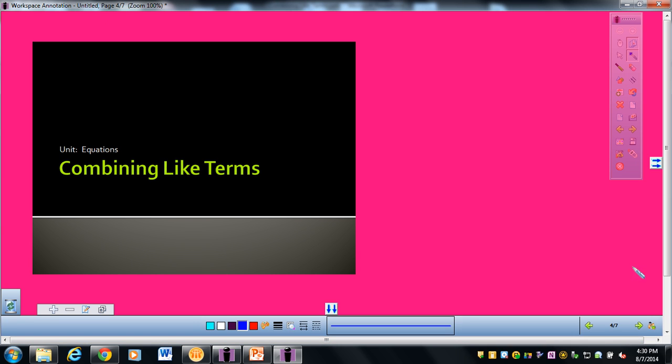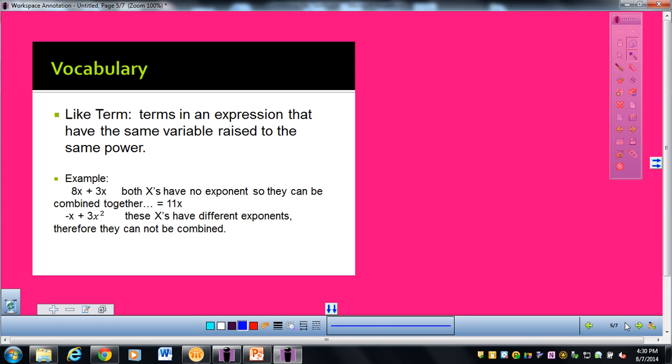The next thing we're going to do is combining like terms. This should not be new for you. This is just a review. And a like term is any term in an expression or an equation that has the same variable raised to the same power. For example, you have 8x plus 3x.